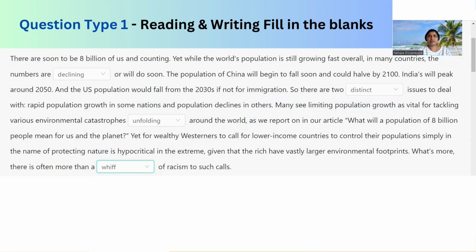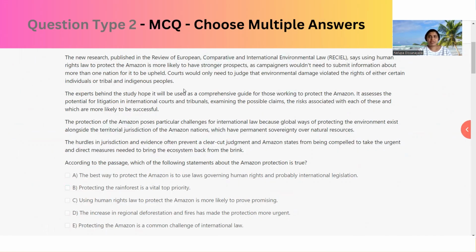Now let's move to the next question type. The next question type is MCQ, choosing multiple answers. You will be given a passage like this, and you have to select the matching answers. More than one answer will be correct. For this question type, you will be given negative marks. Therefore, it is advisable to select only one answer. And the other thing is, this question type gives you only a very minimal amount of marks compared to the total 90. Therefore, do not spend any time on this one.